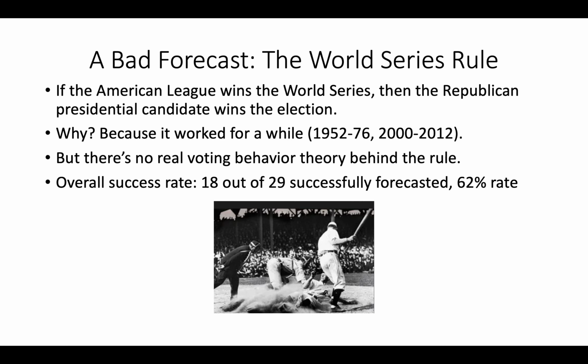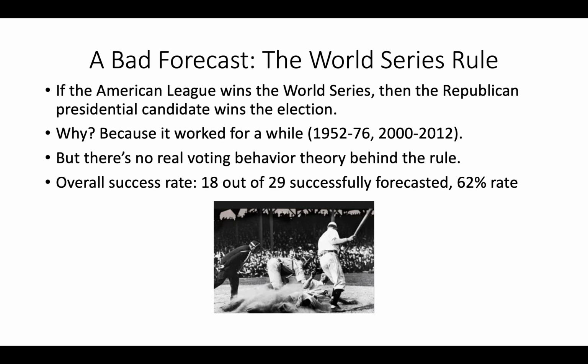So an example of this ignorance forecast comes from the world of baseball, and it's called the World Series rule. Someone noticed that there was a correlation between the winning team and the winning league in the World Series and a particular party and its performance in the presidential election. This rule worked well for a while, but recently it's gone awry.